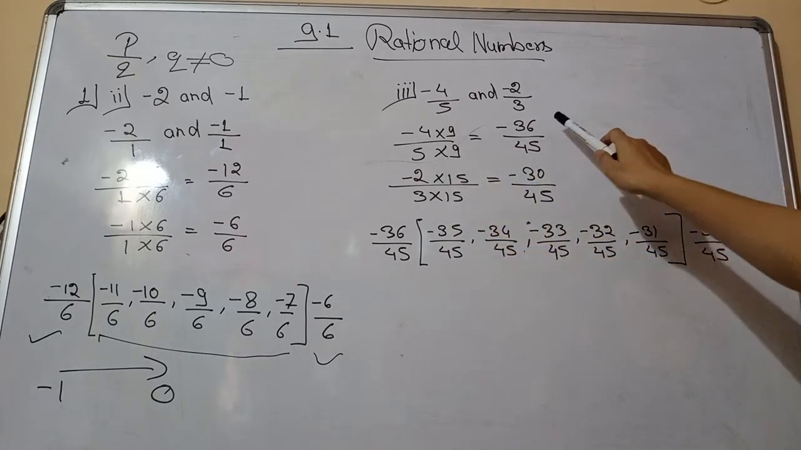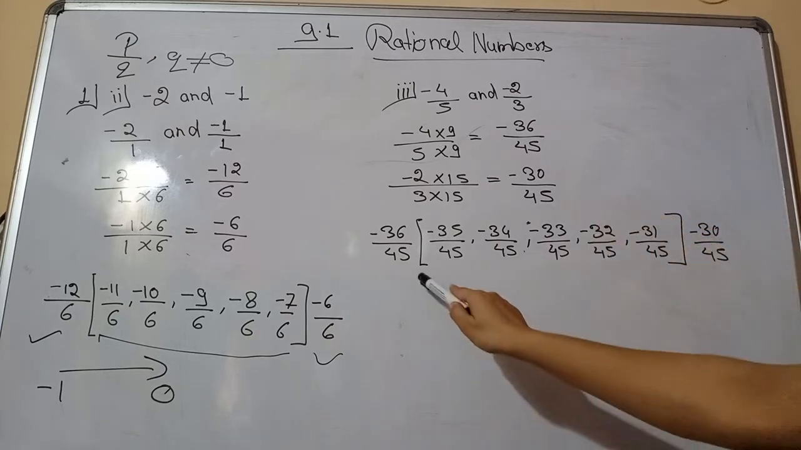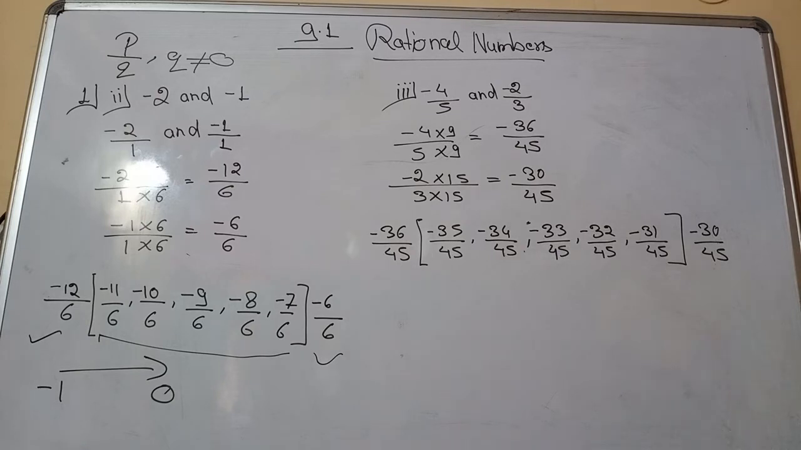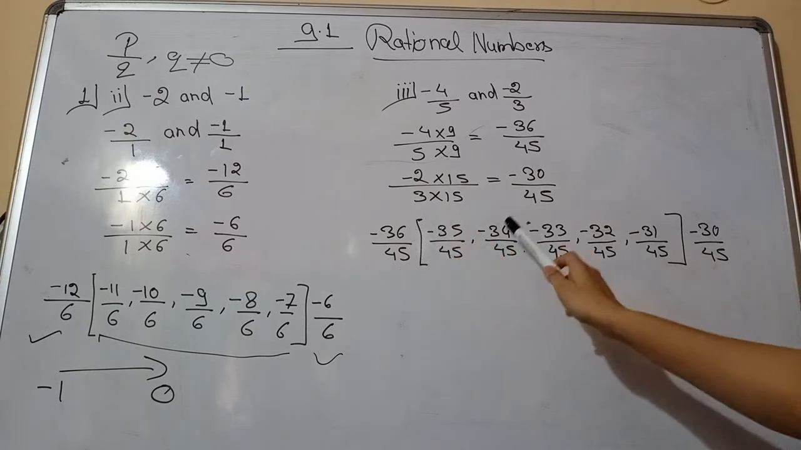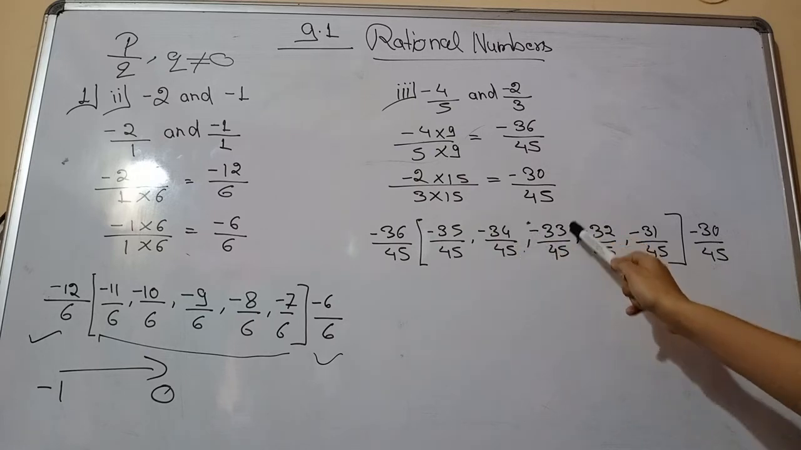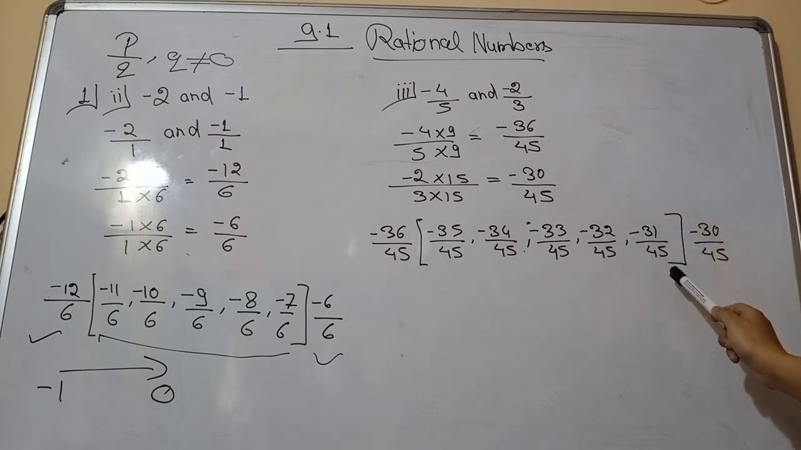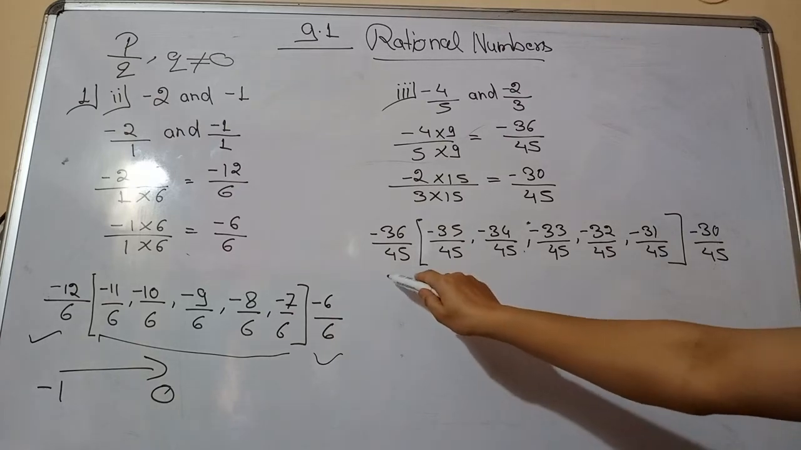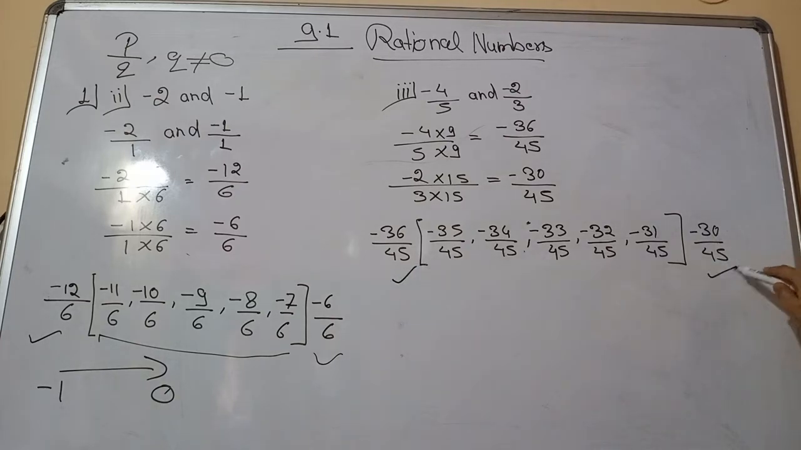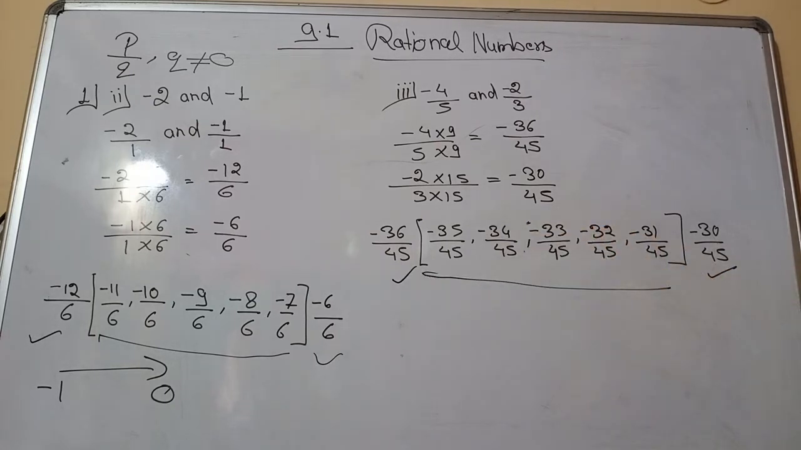Now what numbers are we having? Minus 36 by 45 and 30 by 45. Again we will move from left to right. So minus 36 by 45, and in between minus 35 by 45, minus 34 by 45, minus 33 by 45, minus 32 by 45, minus 31 by 45, and at last minus 30 by 45. Between minus 36 by 45 and 30 by 45, how many rational numbers lie? These many rational numbers lie between the two given rational numbers.